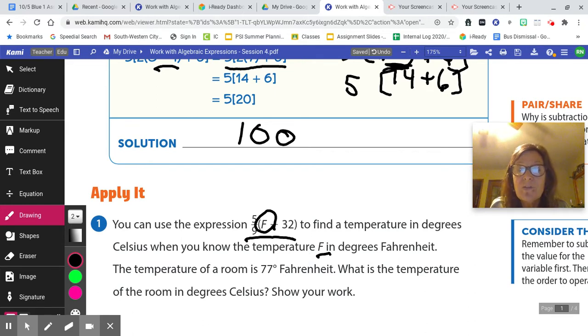So the temperature of a room is 77 degrees Fahrenheit. What is the temperature of the room in degrees Celsius? Show your work. Pause your video. Show me how you would solve this.